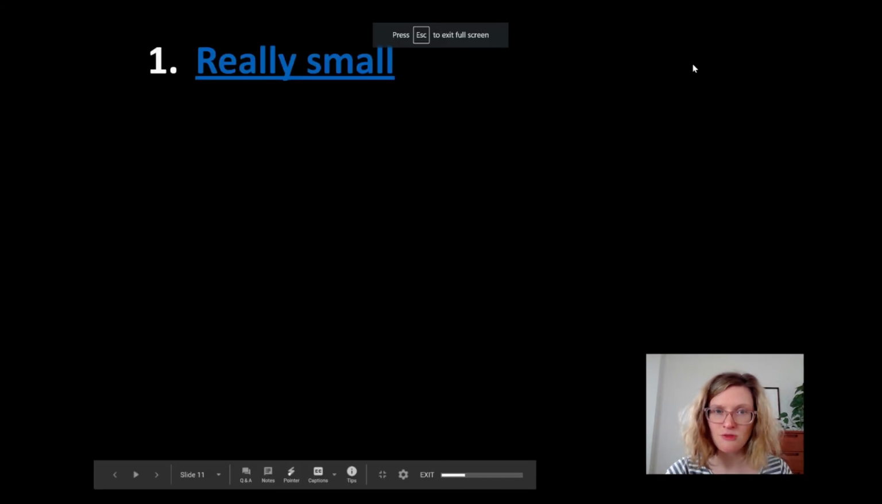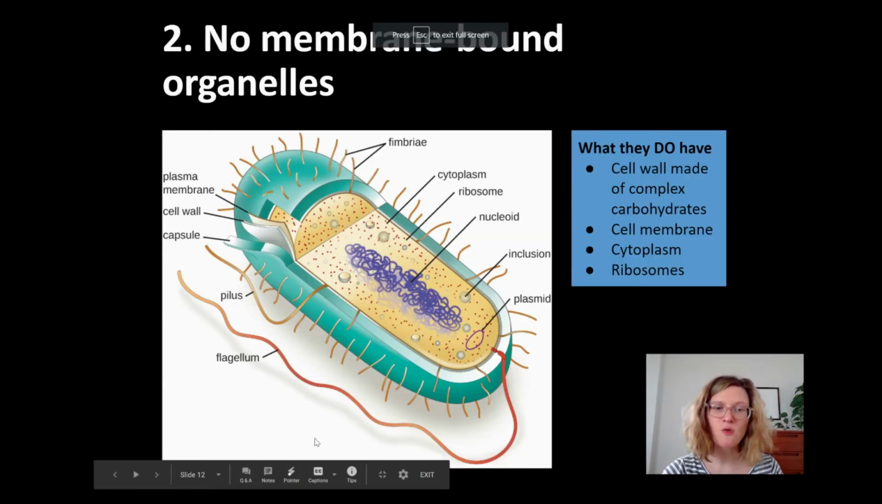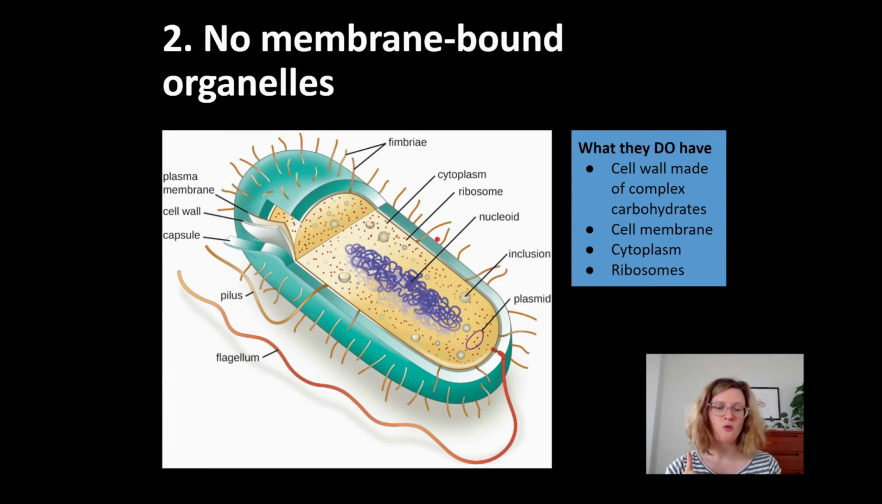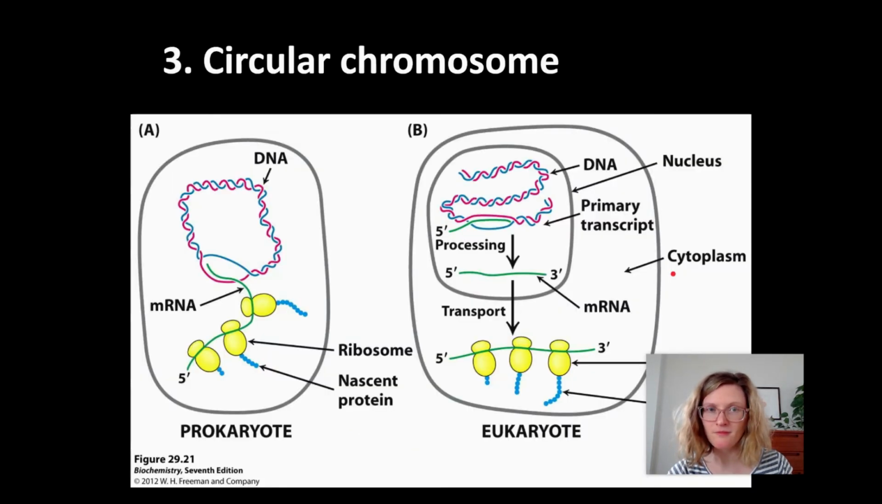The next thing that you need to know about bacteria is that they don't have membrane-bound organelles. No nucleus, no lysosome, no endoplasmic reticulum, no Golgi apparatus. What they do have, however, is a cell wall, and just like the cell walls of plants and fungi, the cell wall of bacteria is made out of complex carbohydrate polymers. They have a cell membrane, they have cytoplasm, and they have ribosomes. They also have circular chromosomes.